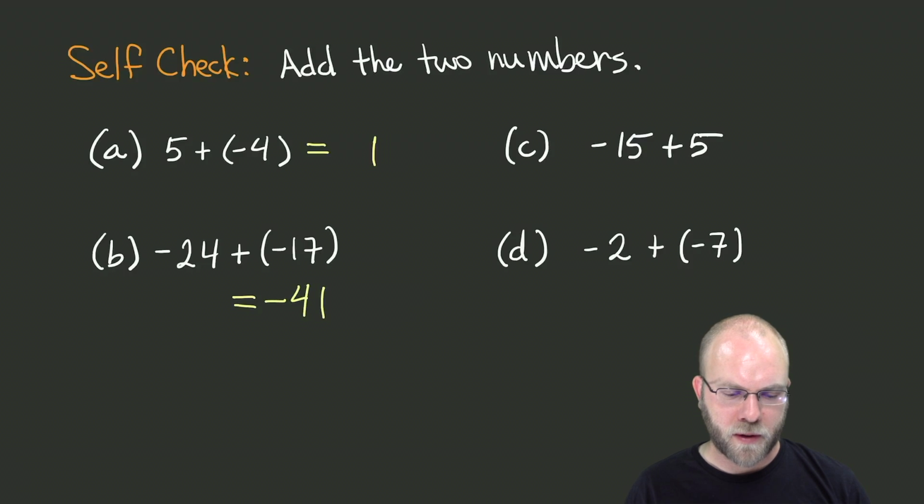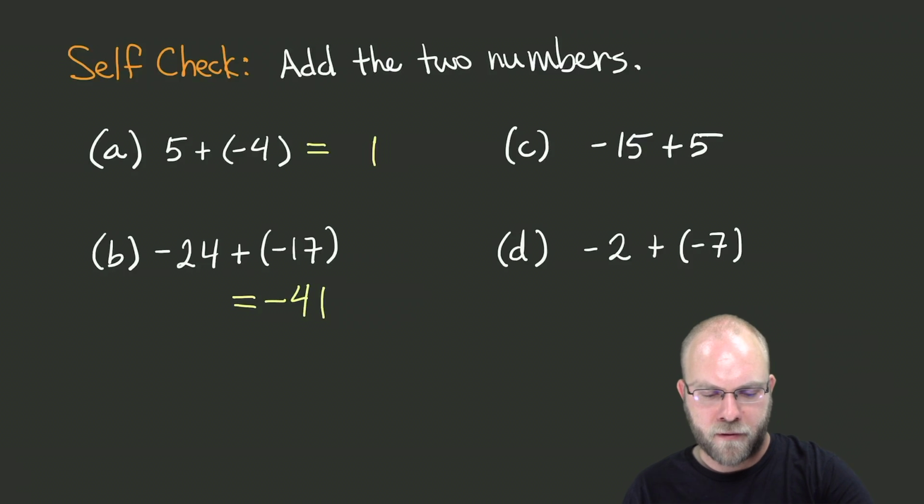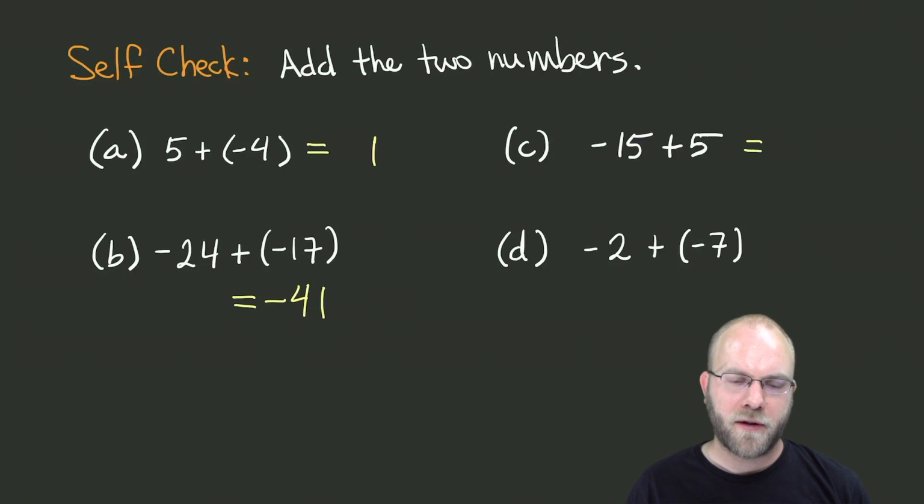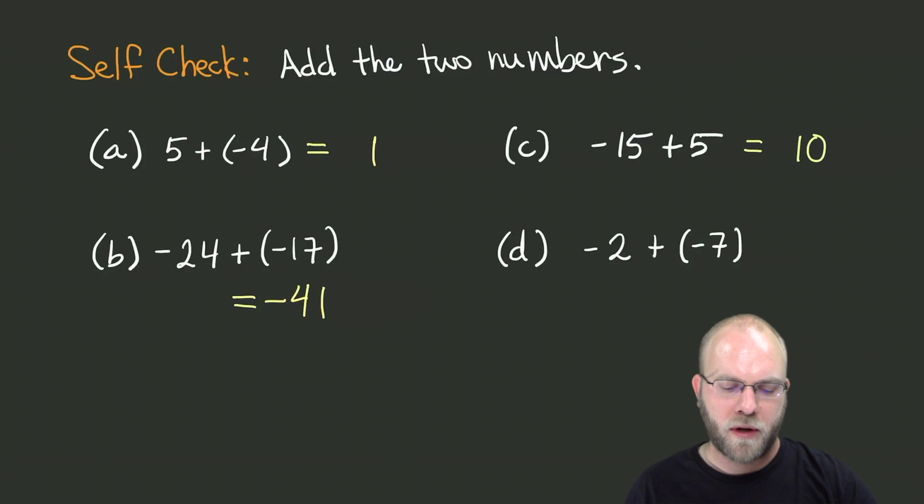Now let's look at the next one. -15 plus 5. We have opposite signs, so we'll subtract the sizes. 15 minus 5 is 10, and then we'll keep the sign of the number that has the larger size, which is -15, and so we'll keep the negative sign.